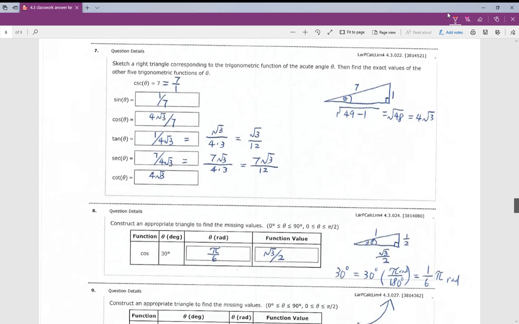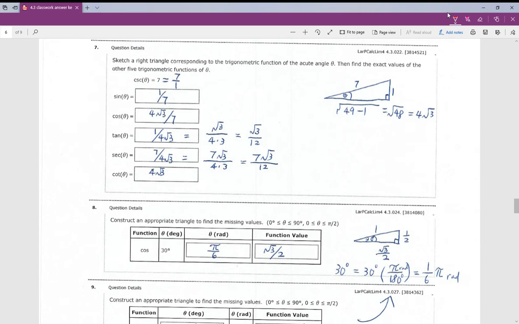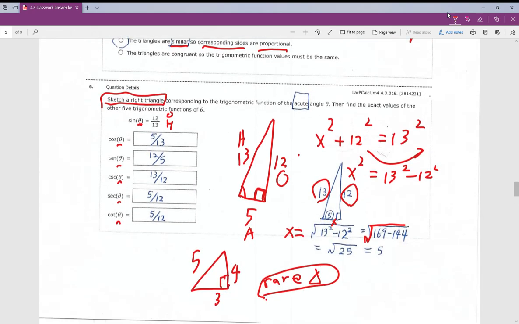Now next, number 7. Same thing. What's the hypotenuse? 7 over 1. Now I didn't mention on this question. When you draw a picture, if you want 12, 13, 5, you may draw another bigger triangle. You may say times 2, times 2, times 2. Can you do that? Yes. They are still the same reference angle.